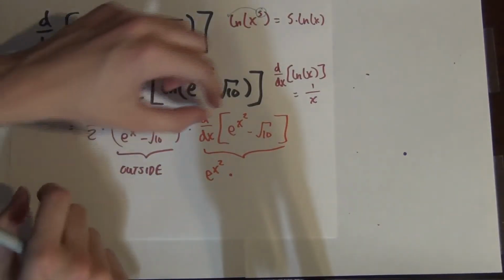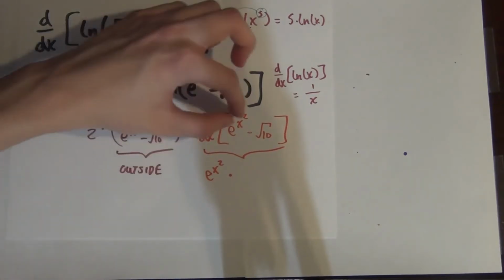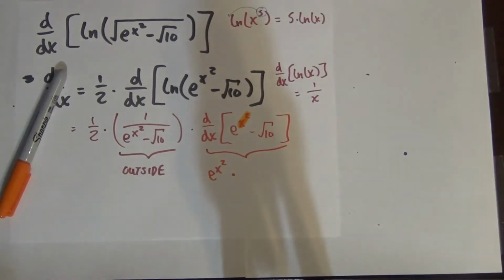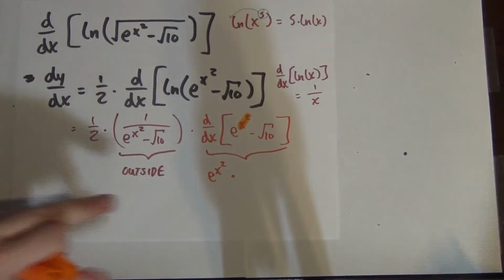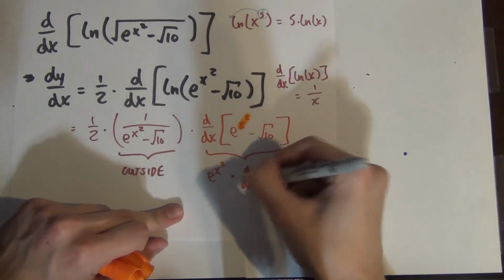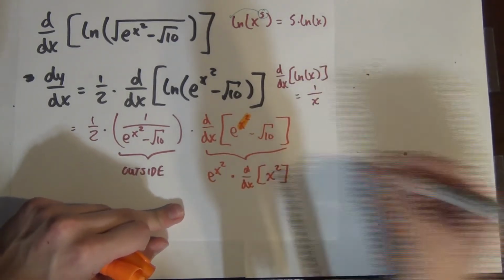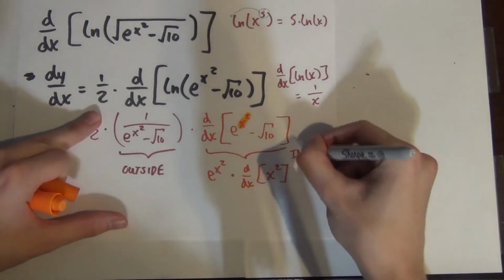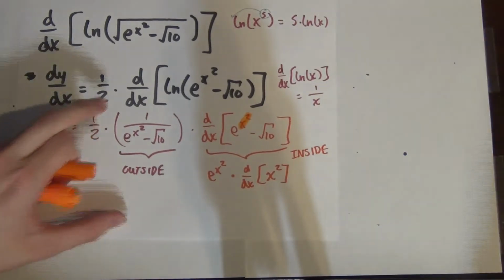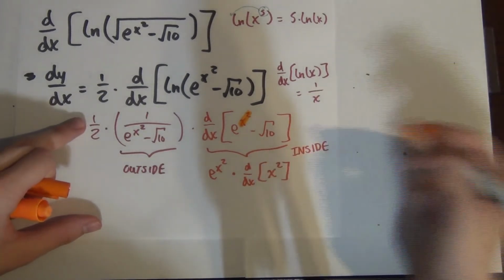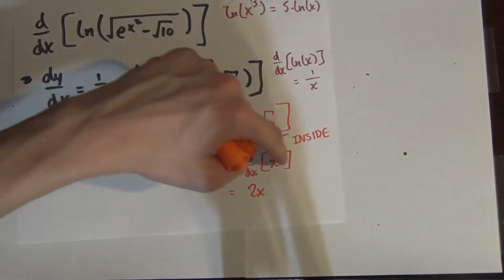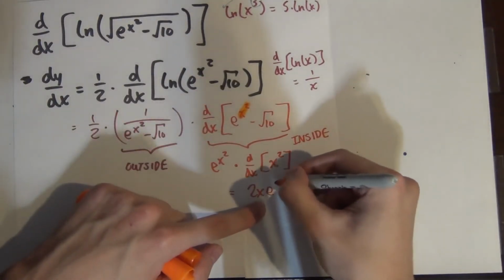Well, the inside function is x squared, and if I differentiate that with respect to x, the derivative of my inside function ends up being 2 times x. All this is work I'm doing for my inside function. So I end up getting that this is equal to 2x, using the power rule, times e to the x squared.